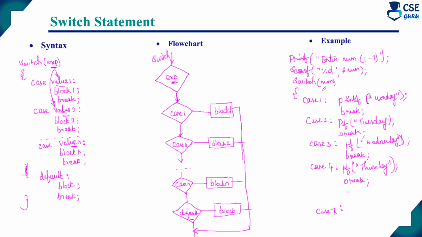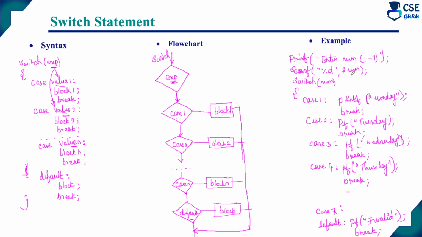Suppose the number value does not match with any case up to case 7, that is, the number you have entered is not between 1 and 7. If you have entered 8, 9, 10, likewise, automatically it goes to the default statement. Here printf invalid, that is, you have entered a number that is invalid. That is the meaning. And then break.